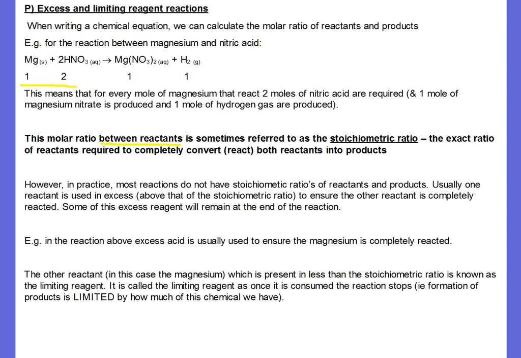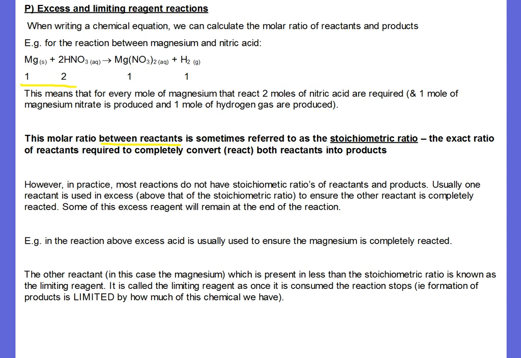So for example, the reaction between magnesium and nitric acid, we have this ratio here, 1 magnesium to 2 nitric acids to produce 1 magnesium nitrate and 1 hydrogen gas molecule. And what that means as far as the moles are concerned, 1 mole of magnesium atoms react with 2 moles of nitric acid molecules to produce 1 mole of magnesium nitrate and 1 mole of hydrogen gas molecules.